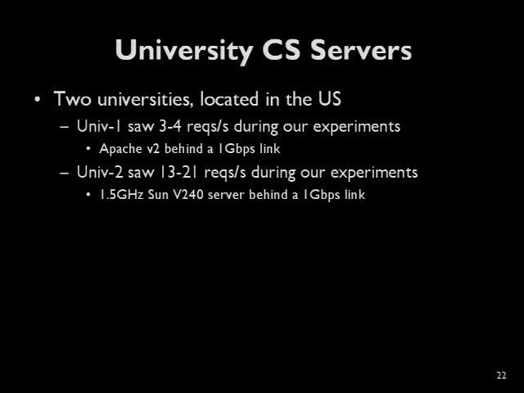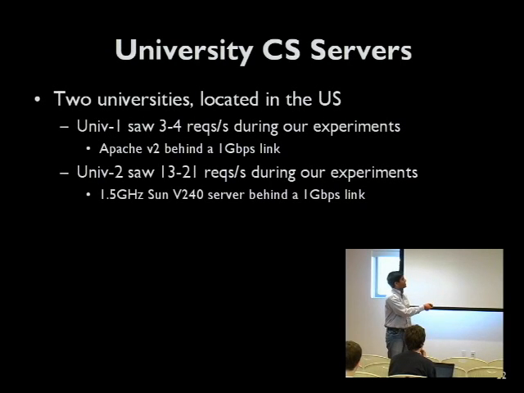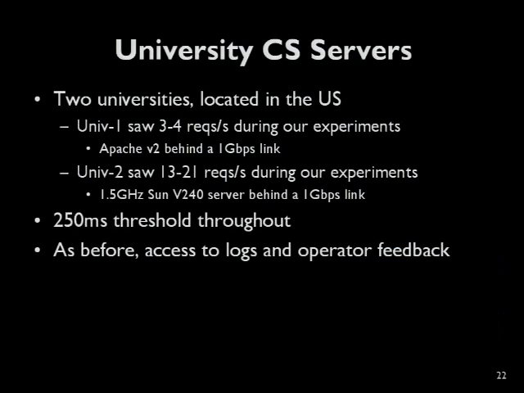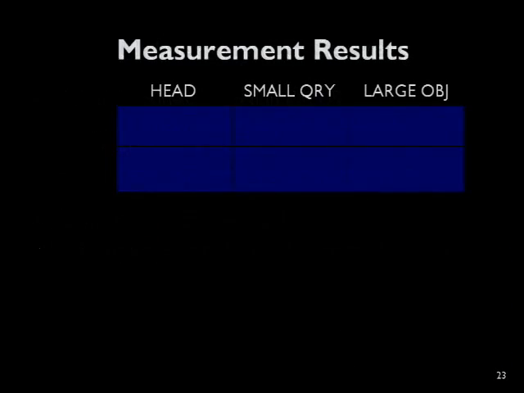We ran our experiments on a couple of other university servers, both located in the US. The first university saw very light traffic during our experiments, about 3 or 4 requests per second. It's a basic Apache v2 running behind a 1 gigabit per second link. The second university saw maybe 4 to 5 times higher traffic during our experiments. Again, it's some kind of an oldish Sun v240 server, again, behind a 1 gigabit per second link. Okay? So again, we had access to logs and operator feedback.